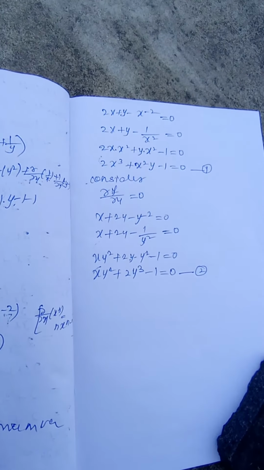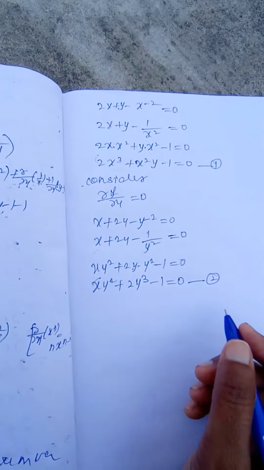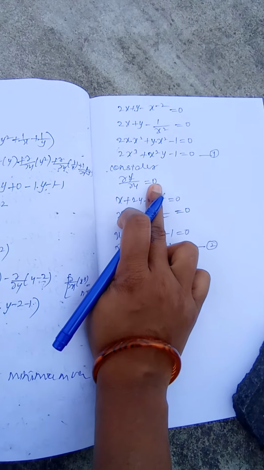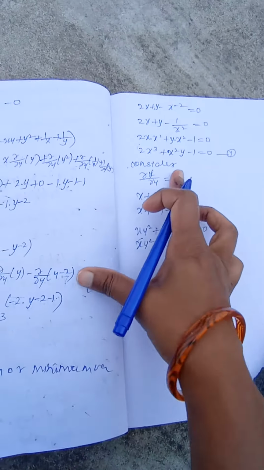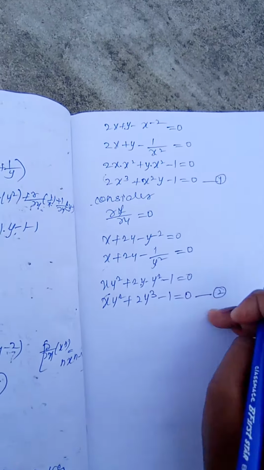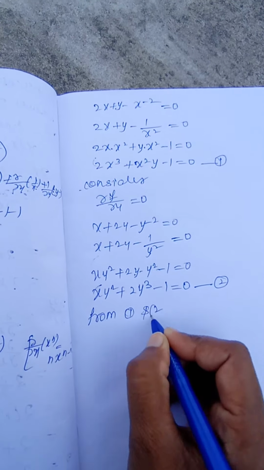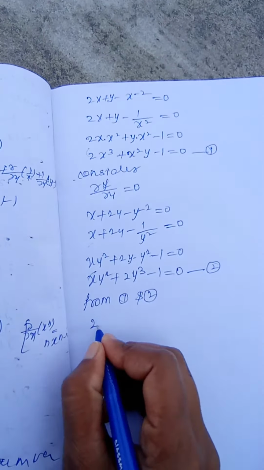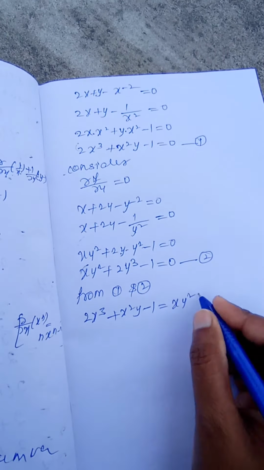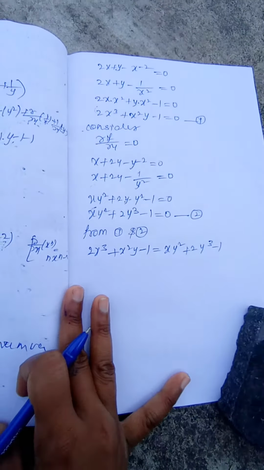So we know that ∂f/∂x equals 0, ∂f/∂y equals 0. So the RHS are equal to 0 in both equations, so the LHS is also equal. So from 1 and 2, equate these two equations: 2x³ plus x² y minus 1 equals x y² plus 2y³ minus 1.